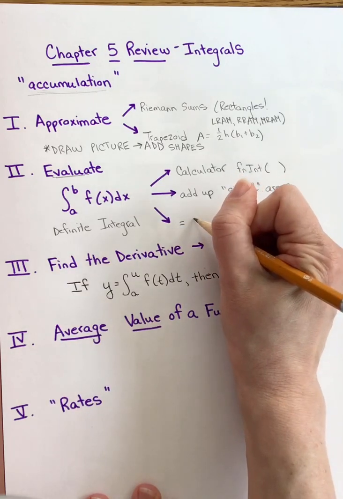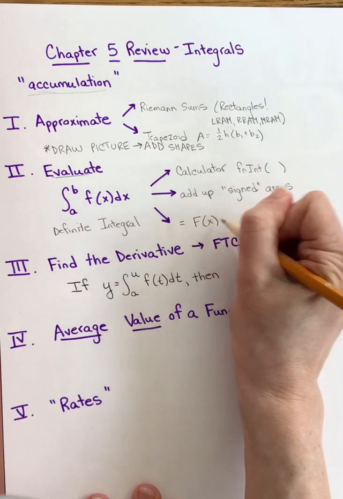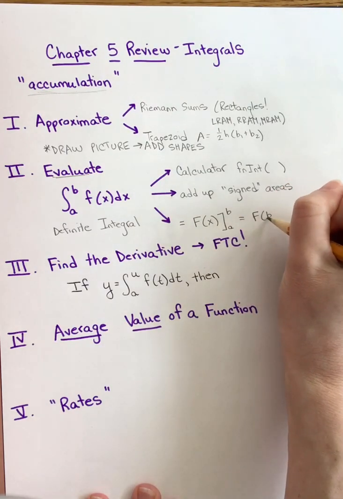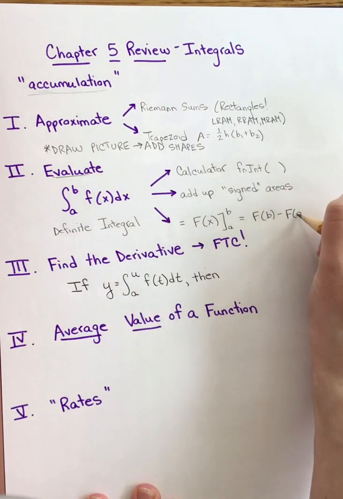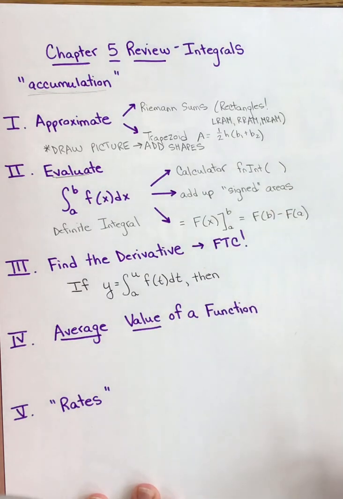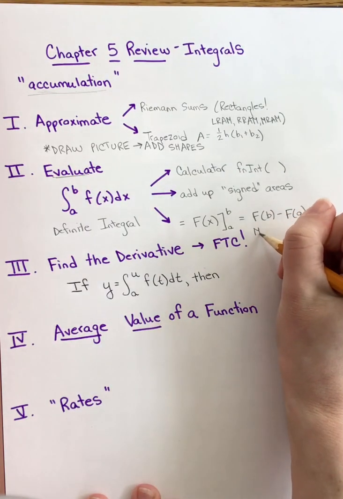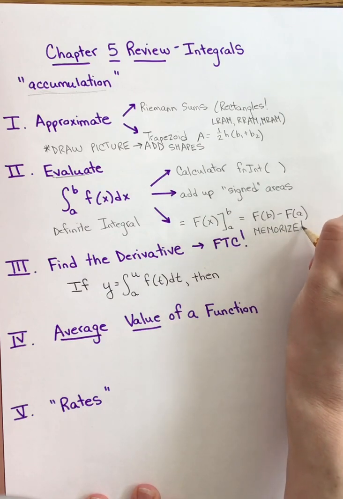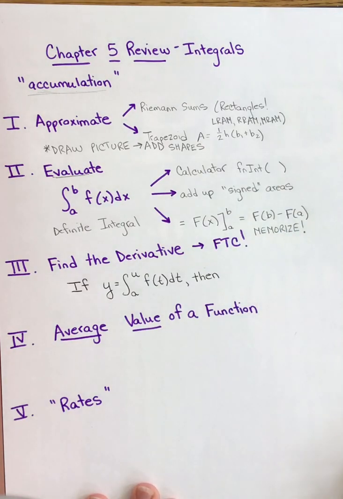Last but not least, we used our antiderivatives. We said this is really the same thing as an antiderivative from a to b, and then we plugged in F of b minus F of a. For our antiderivative method, you need to know your antiderivatives. So go back and check your memorizer sheets. We can post that again to Schoology. Make sure you know what you're supposed to memorize.